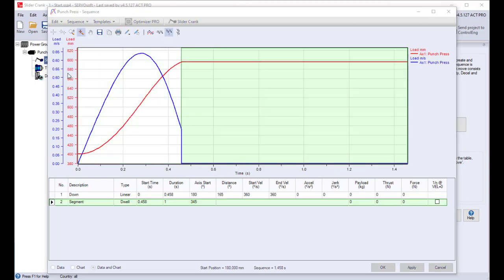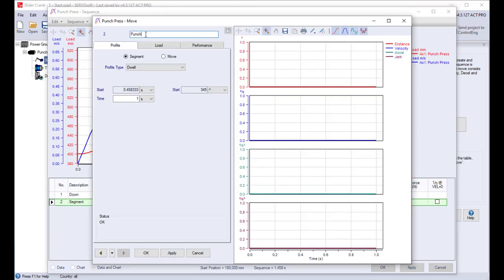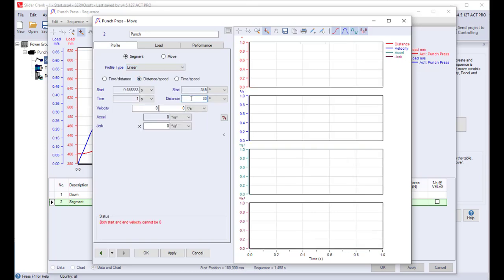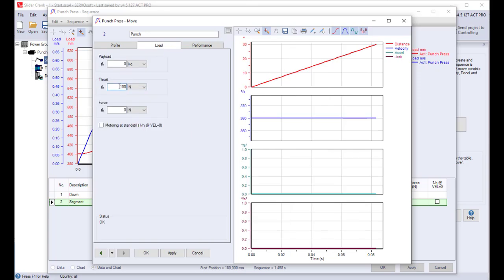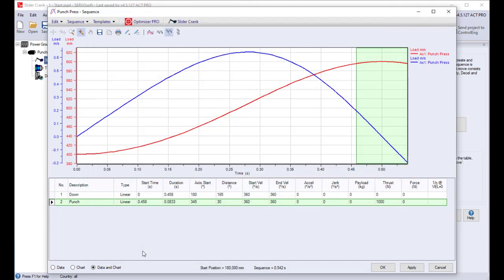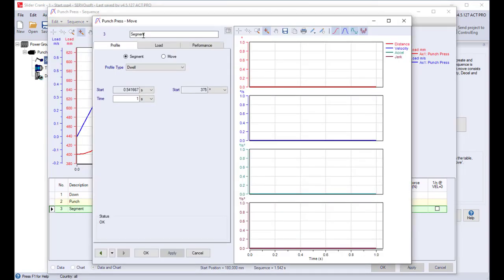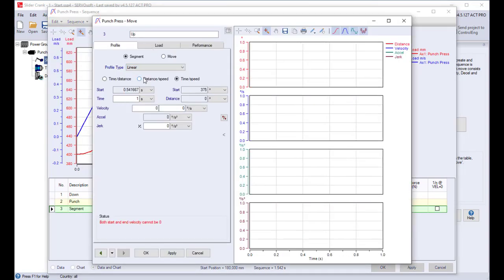Next, I will create the second segment called punch. The distance is 30 degrees, which is the press contact window with the sheet metal from 165 degrees to 195 degrees. The constant velocity is 360 degrees per second. During this segment, there is also a cutting thrust force of 1000 newtons as the press cuts the sheet metal. So we apply this thrust force under the payload thrust tab. I will name the final segment up. The distance traveled is 165 degrees, and it is a constant velocity segment at 360 degrees per second.